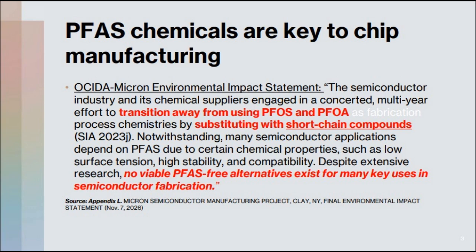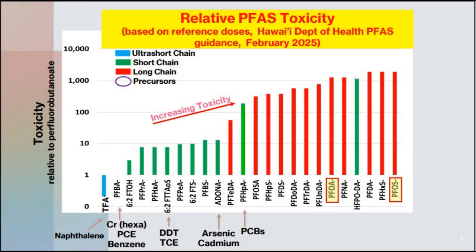If you flip the page, PFAS chemicals are key to chip making. So the semiconductor industry has made it very clear they must use these chemicals. They've tried to find some alternatives here and there, and they have phased out 2 of them, PFOA and PFOS. I know the acronyms are terrible, but they have not been able to find viable alternatives to PFAS. So we're going to have Micron here. We're going to have PFAS. They've got to use it. Okay, so the question is how to contain it, because these things are quite toxic.